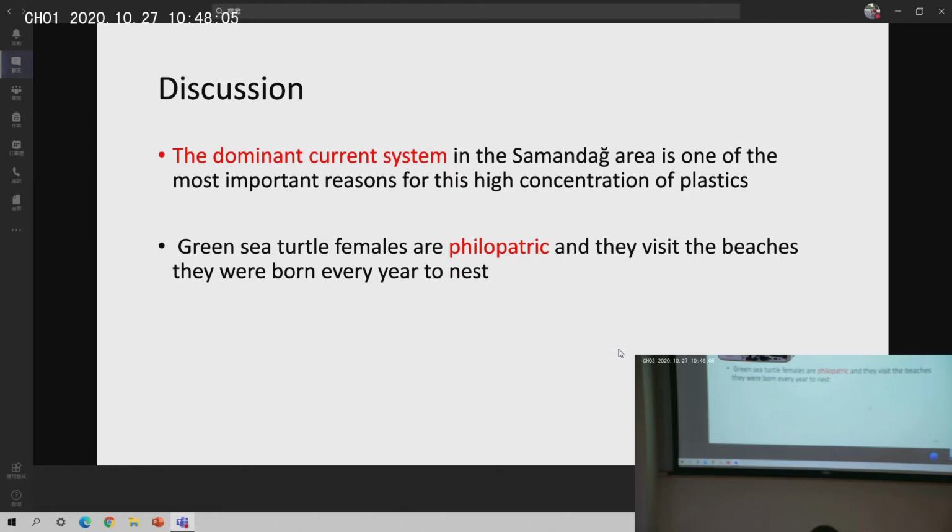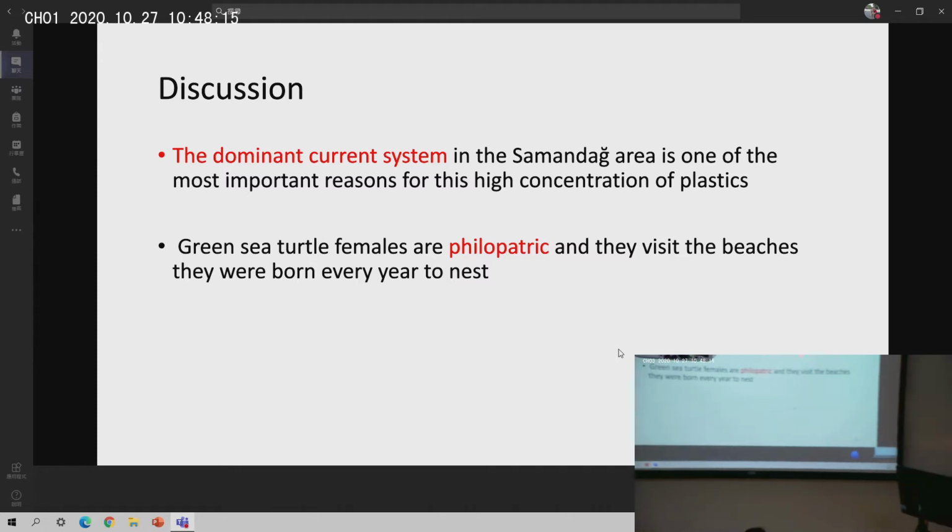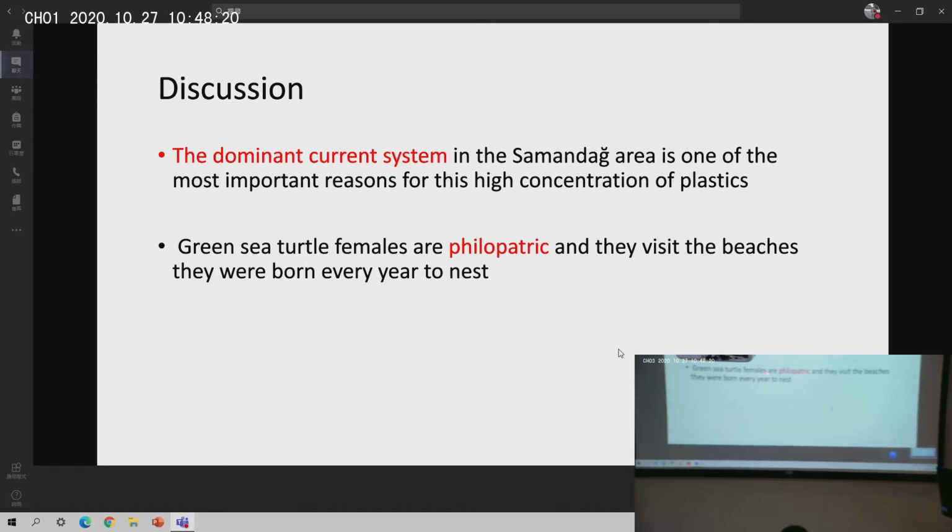And my discussion is that the dominant current system in the Cementage area is one of the most important reasons for this high concentration of plastics. And the second point is green sea turtle females are philopatric, and they visit the beaches they were born on every year to nest. But because of the plastic pollution, the green sea turtle females appear to choose not to nest on the beach and lay eggs.